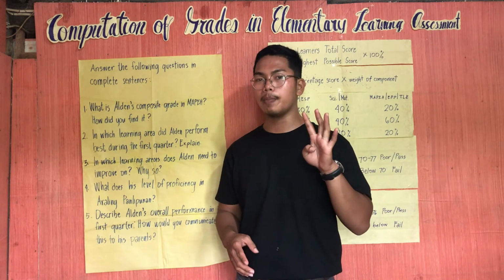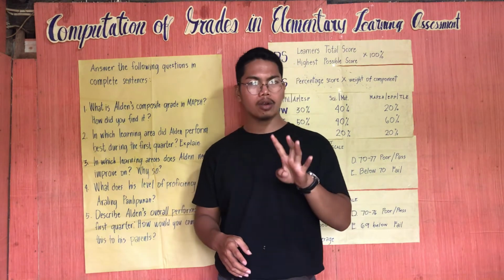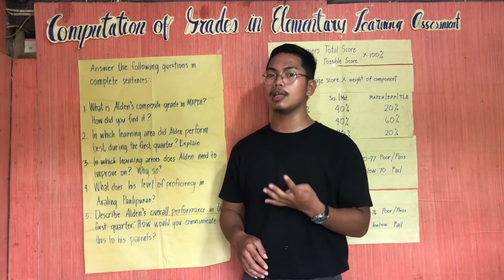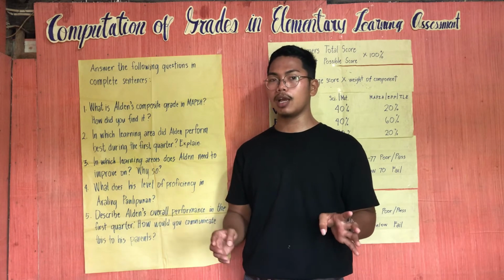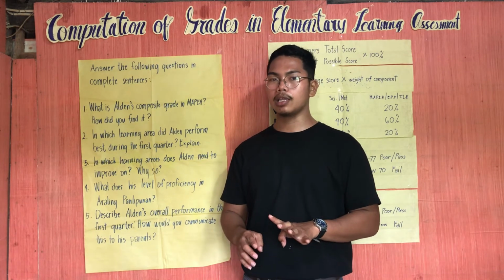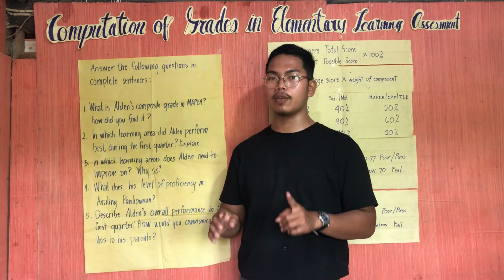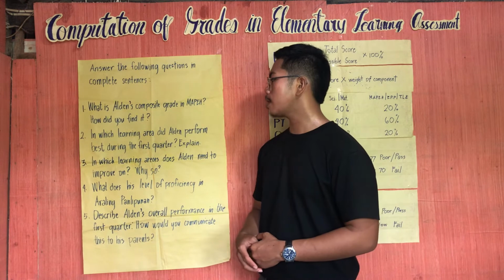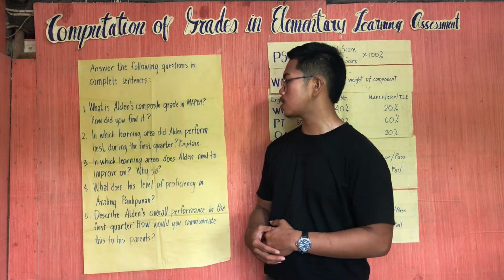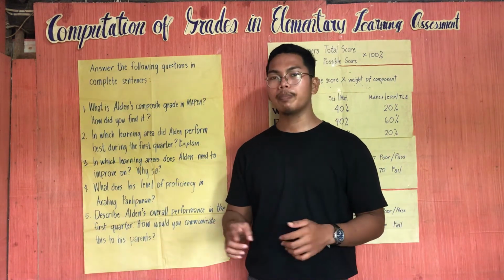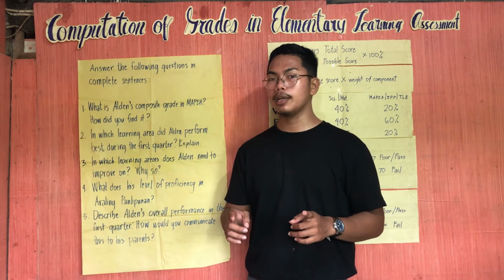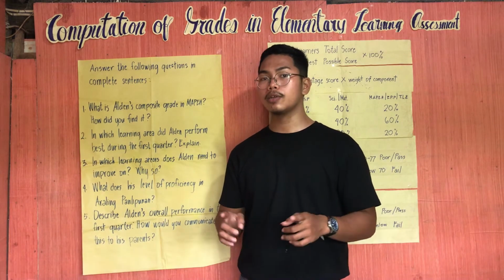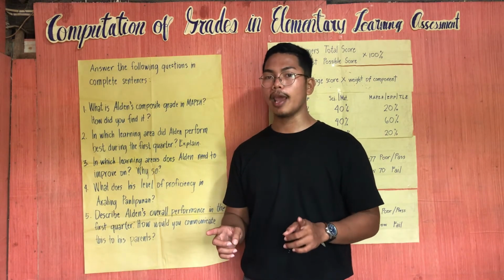Because I added up all the 4 components of grades for the music, arts, physical education, and health, divided by 4 because it has 4 components, and it resulted in 86.75. For question number 2, in which learning area did Alden perform best during the first quarter? Alden performs best in the learning area of Araling Panlipunan because his grade is the highest grade, 89.